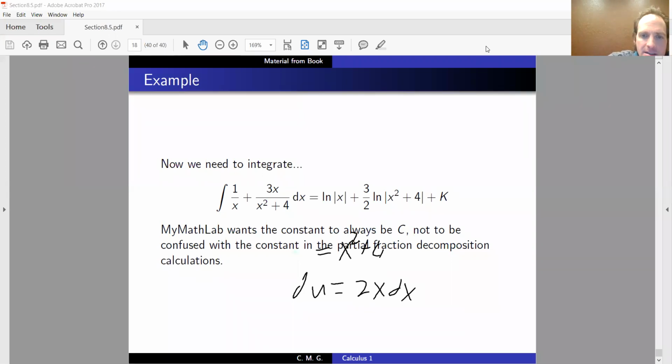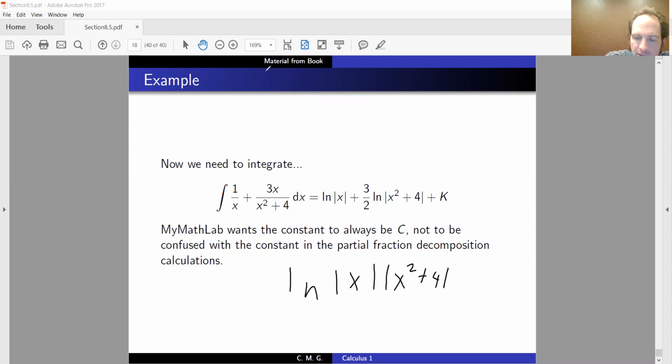Okay, and I can do the combining thing like I did before as well. So I can also write this as the natural log of the absolute value of x times the absolute value of x squared plus 4, which actually is always positive, raised to the 3/2 power, plus my constant k, and that again could be c. So c is the one that they want in MyMathLab to go through this.